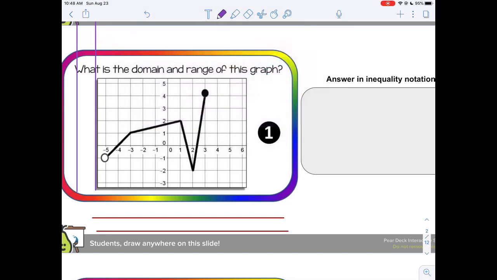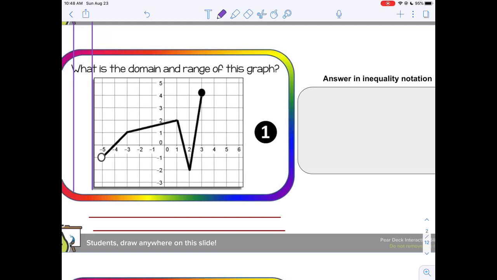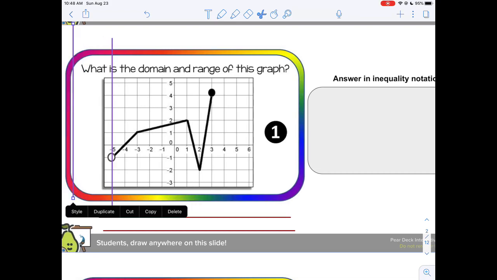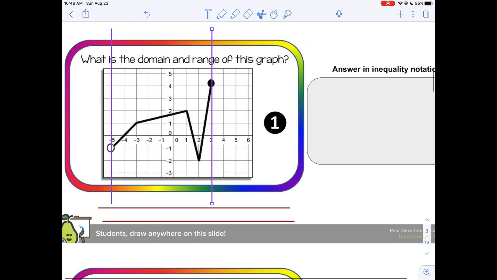All right, here we are with example number 1 in your Pear Deck. If we want to look at the domain and range, again, for domain we start at the far left, so we're starting at negative infinity way over here. As we approach the graph, I notice that -5 is the first place that I see the graph. Then if I continue to go along here, I can see that the graph stops at 3.